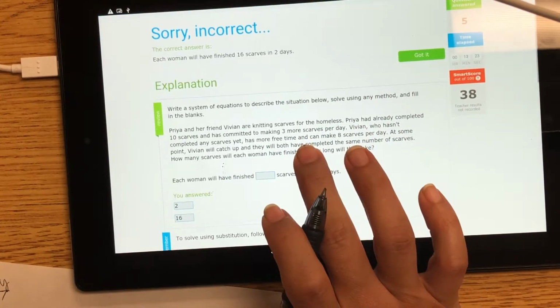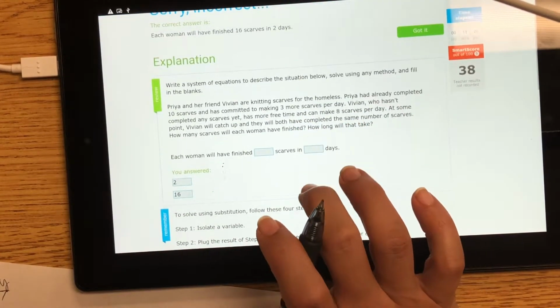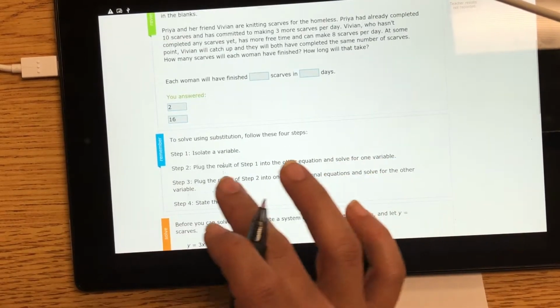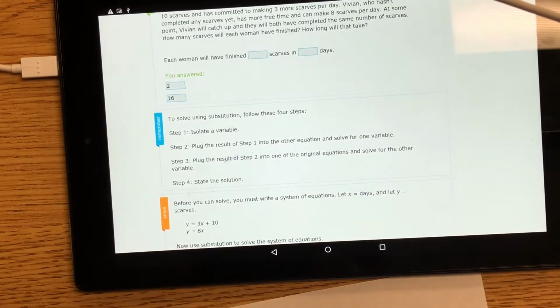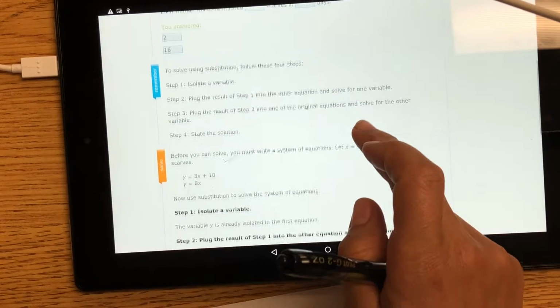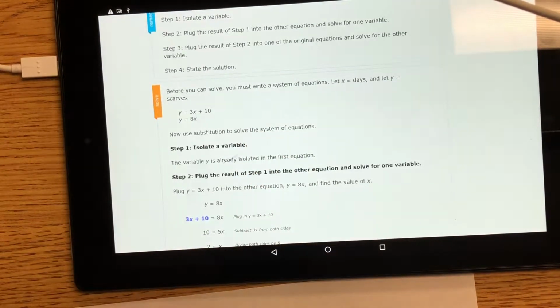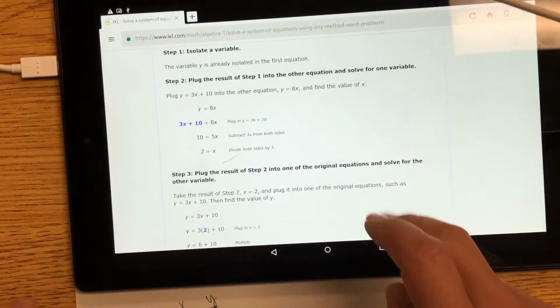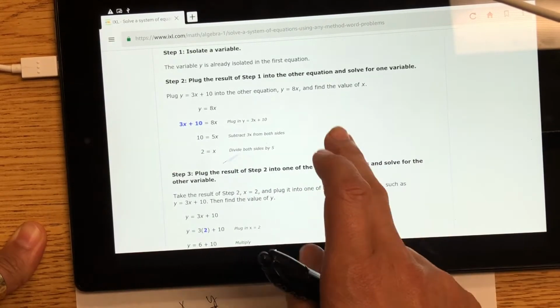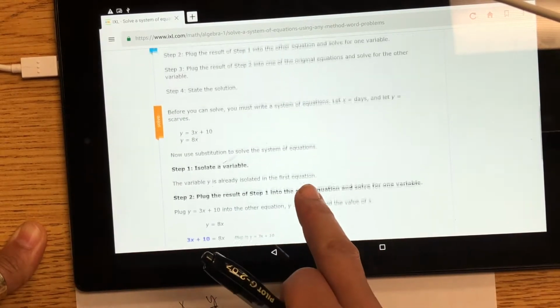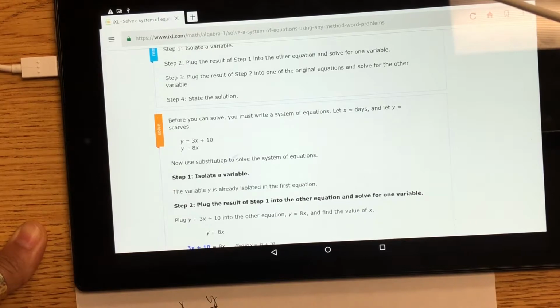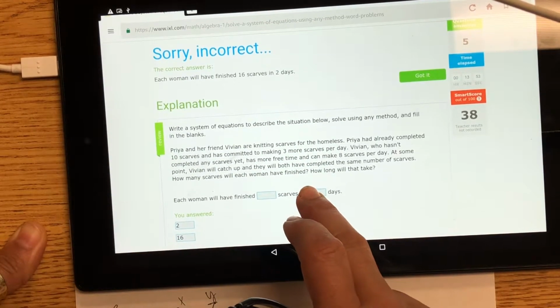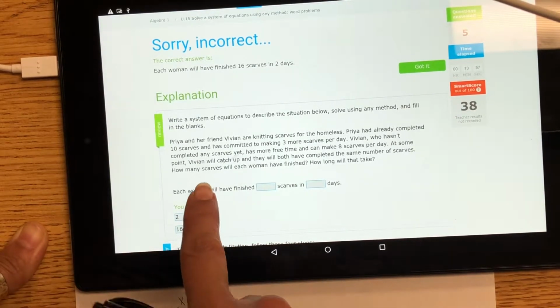Oh, why do I have the... I wrote it wrong. Aha. Isolate the variable. Okay, so I get the right thing, but I got the wrong meaning. So x is what? X is days and y is scarves. Let me read this question again because I just got it twisted. So my numbers are right. I got what is what twisted.